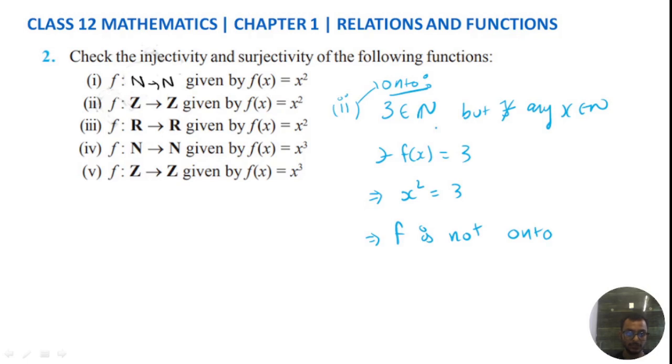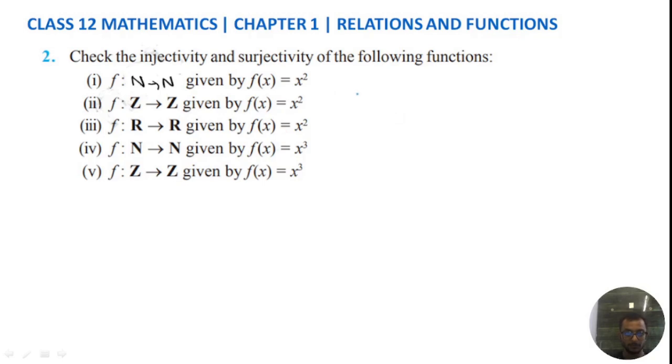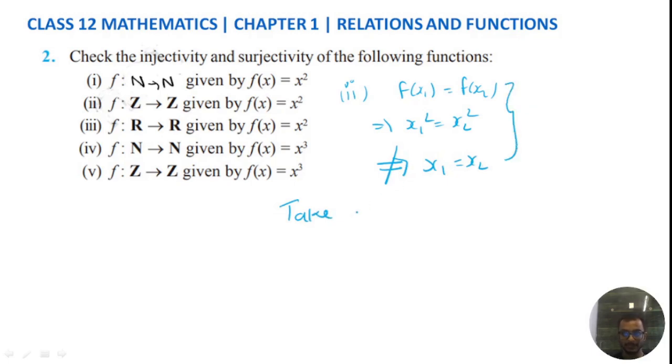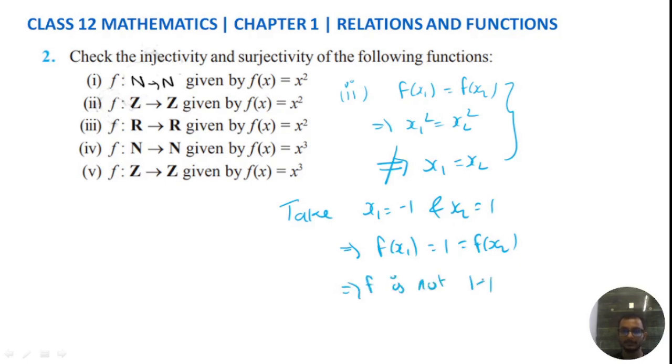Now let's do the next question, that is the second part. The first is 1-1 but not onto. In the second, integers are involved, that is negative numbers are also involved. Suppose f of x1 equals f of x2, that is x1 square equals x2 square, but this does not imply x1 equals x2. Why? Take, suppose, and you should directly write this in the exam, x1 equals -1 and x2 equals 1, which will imply f of x1 is 1, which is the same as f of x2. So we have found two different numbers whose image is the same, hence the function is not 1-1. So when negative numbers are involved, the function does not become 1-1.